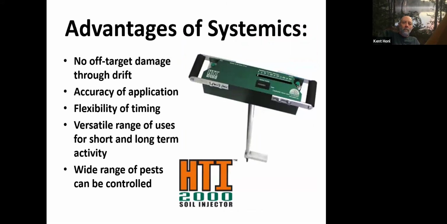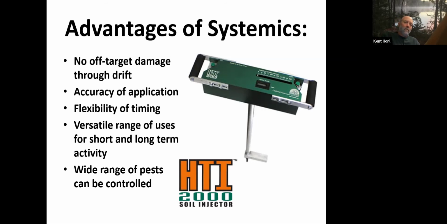But to bring it back to the systemics and the advantages, you don't have off-target damage through drift. There's nothing going in the air, it's just going in the soil. And you can have a real accurate application. With a spray, you're just spraying a tree till it drips, and that could vary widely. If it's a little bit breezy, you might have to apply more and get more drift in order to get the target covered. With a soil application, you know exactly how many milliliters of product has to go into the ground.